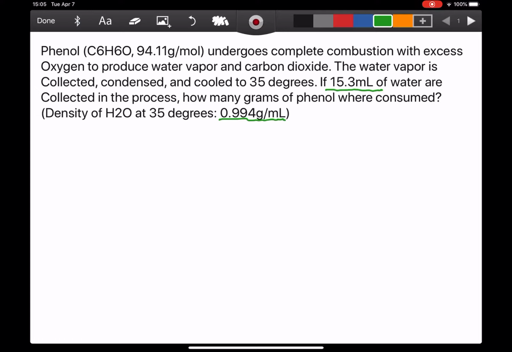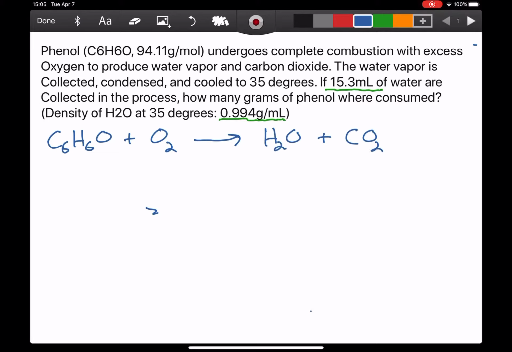The first thing we need to do in this problem is to write a balanced chemical equation. So C6H6O plus O2 is going to form H2O plus CO2. I prefer to use the algebraic method. So A, B, C, and D. And now by putting a letter as the balancing coefficient for each species, I am able to write an algebraic expression for each species.